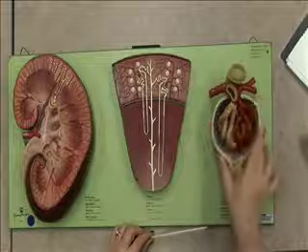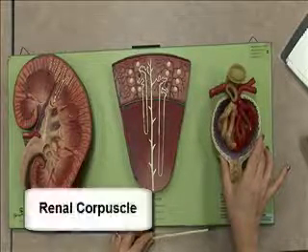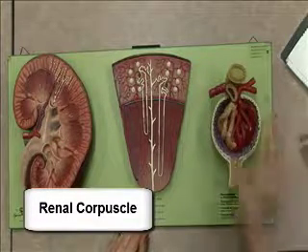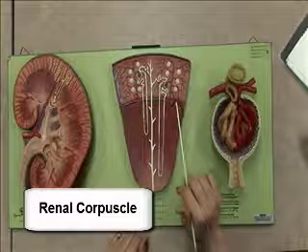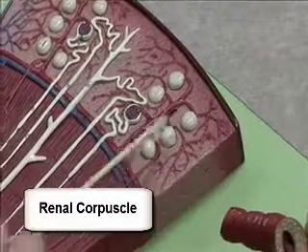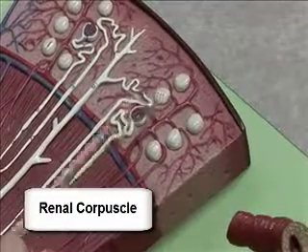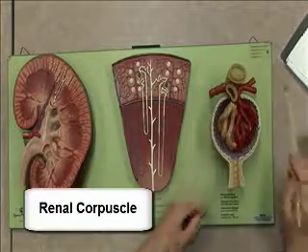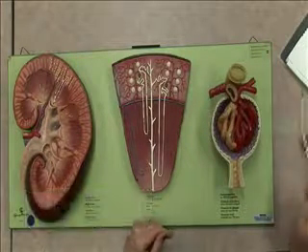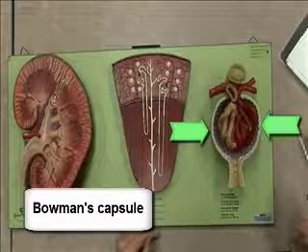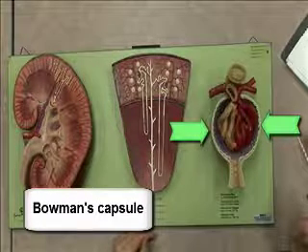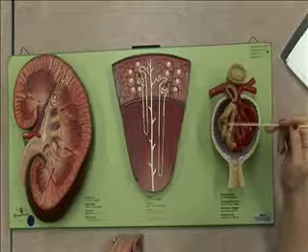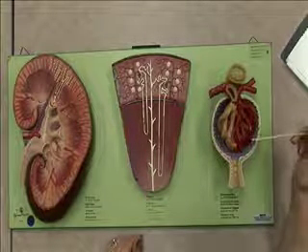This structure represents a renal corpuscle that's been sectioned open so that you can see the structures inside. Renal corpuscles, you remember, were these larger white dots located out in the cortex. The renal corpuscle is surrounded on the outside by a Bowman's capsule. Inside the renal corpuscle is a capillary bed, the glomerulus.